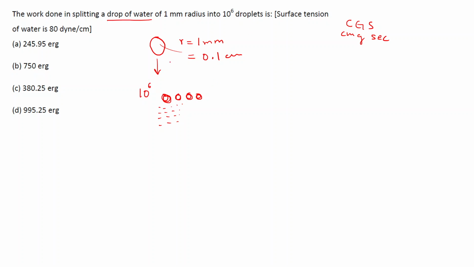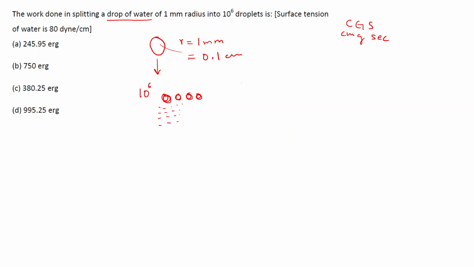So work done will depend on the surface tension, right? The energy. So the formula is, we know, we'll come to that later. First let's start with understanding, first let's calculate what is the radius of these small droplets.